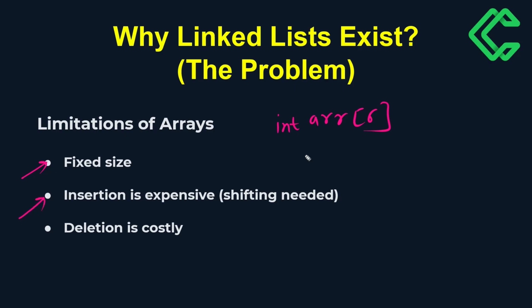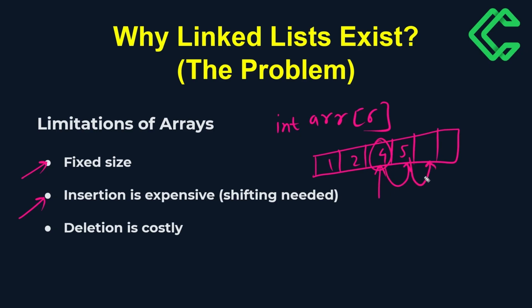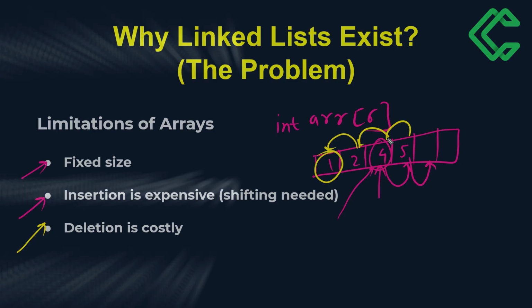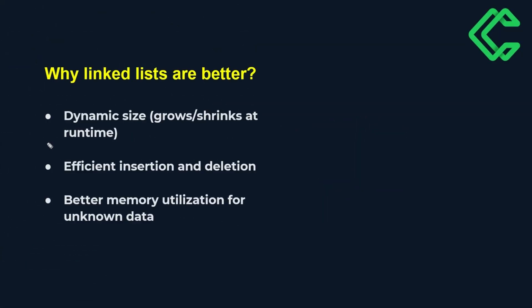Insertion in an array is very expensive. For example, let's say we have an array containing 6 elements, and the array has 4 elements filled in. If I want to insert an element at this location, then I need to shift this 4 here and this 5 here so that I can free up this space and add the new element here. Deletion in an array is costly. For example, if you want to delete this first element, then you need to shift all these elements to this side.